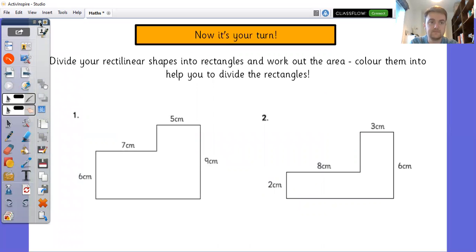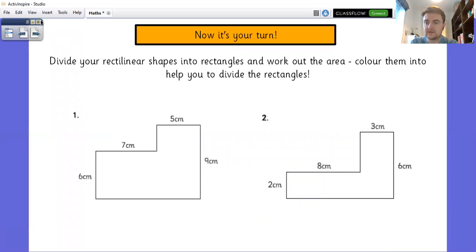So for the activity, we've got a few different slides here. So what I would ask you to do is pause on each one so that you can have a go at each question. So we've got some hexagons, which are compound shapes made up of 2 rectangles put together. What you need to do is work out where to divide the shapes so that you've got 2 rectangles where you've got all of the information that you need to work out the area of them, and then work out the area of each rectangle and add them together.